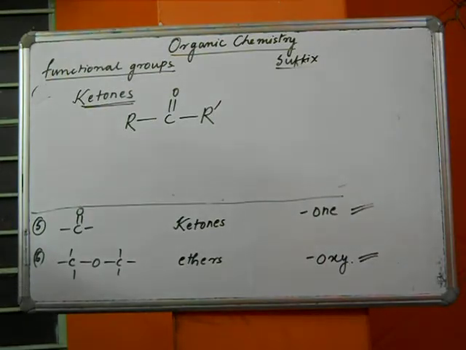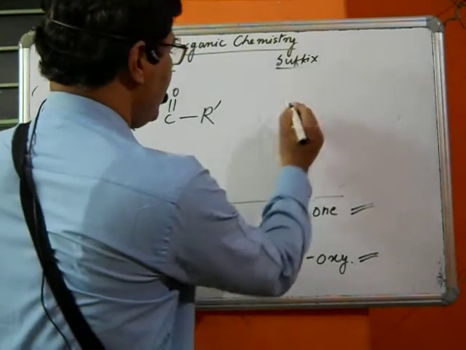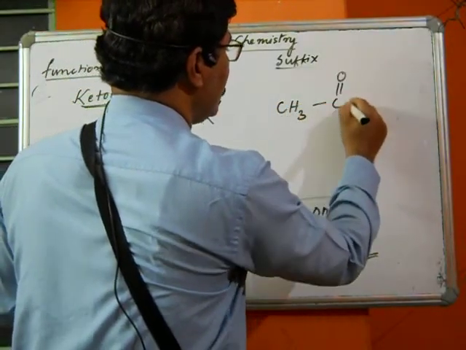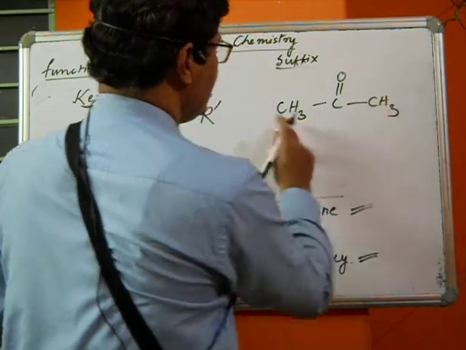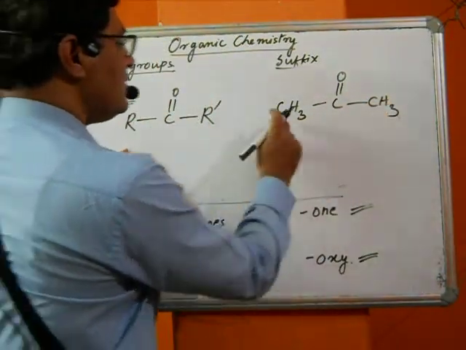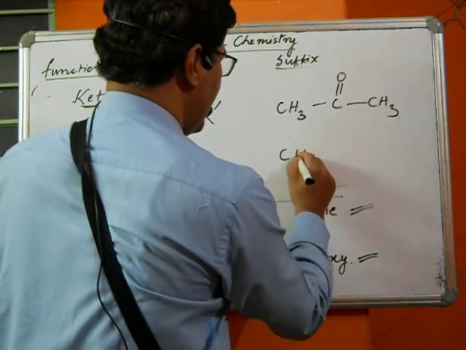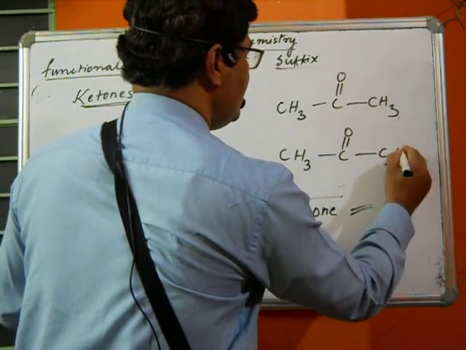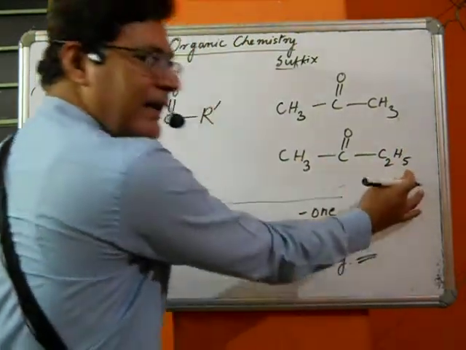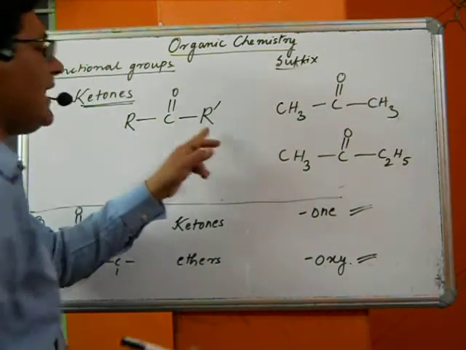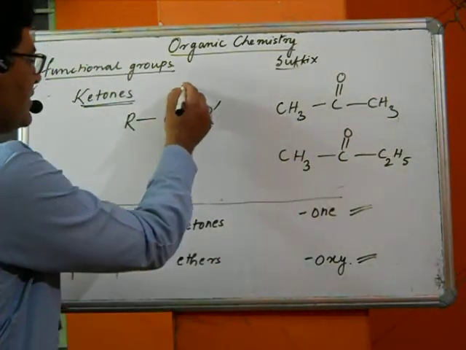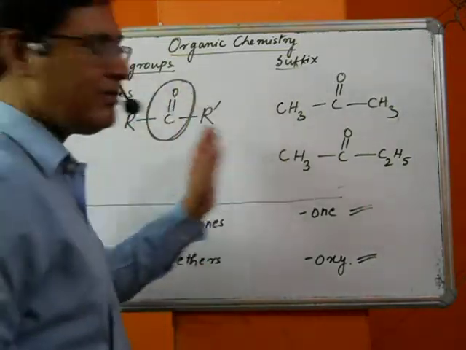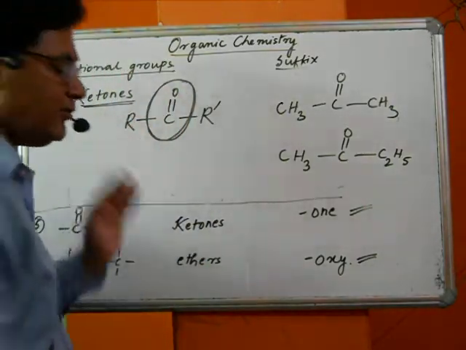When I talk about ketones, it can be like this: CH3-C(=O)-CH3. So these are alkyl groups, and this is the same on both sides. Or it can be like this: CH3-C(=O)-C2H5. So two different alkyl groups, or two same alkyl groups over here. Okay? So this is the functional group of the ketone. So you understood about ketones.